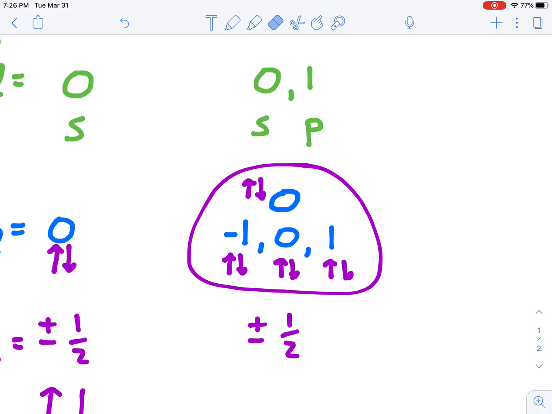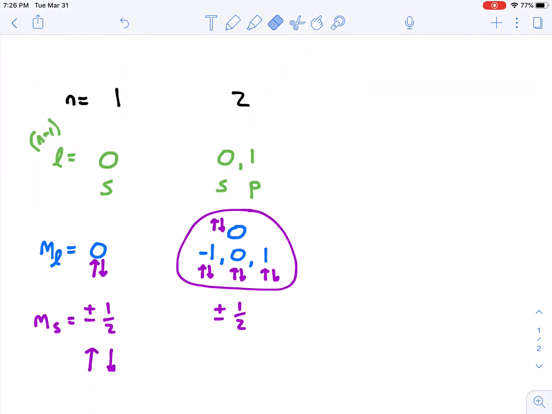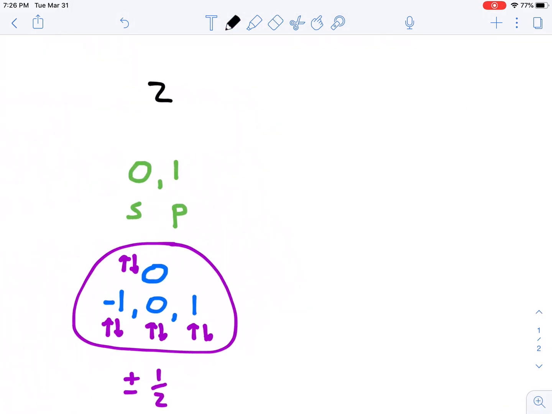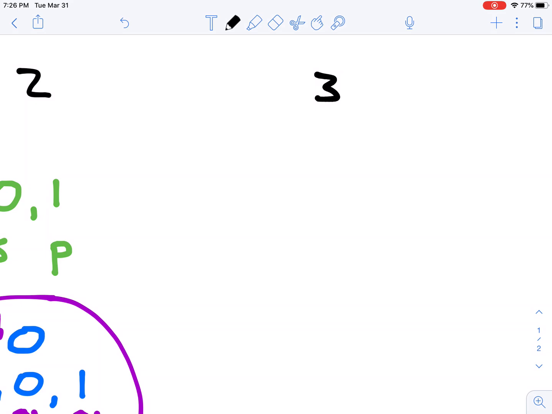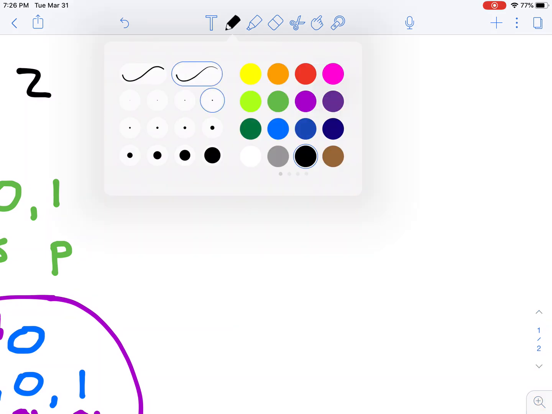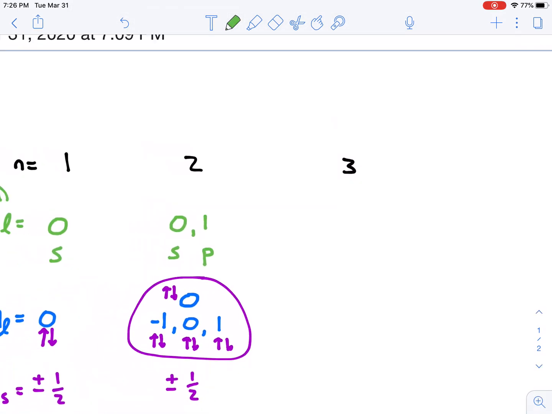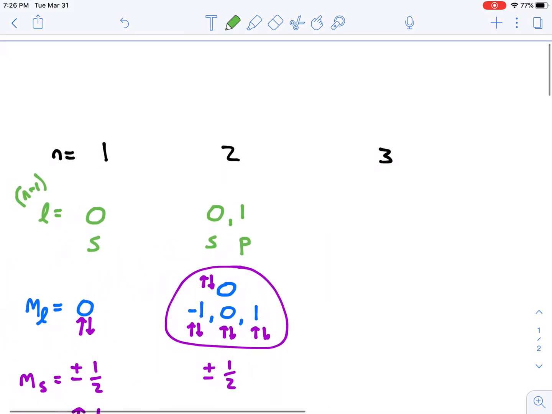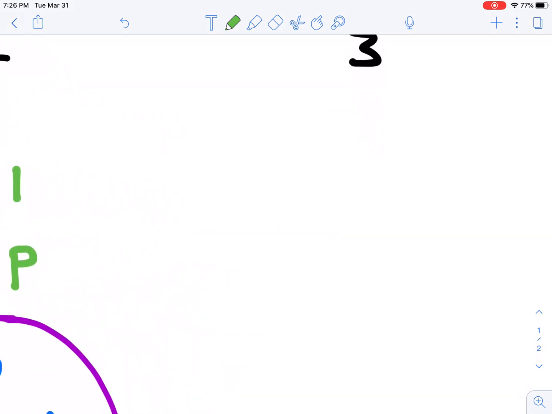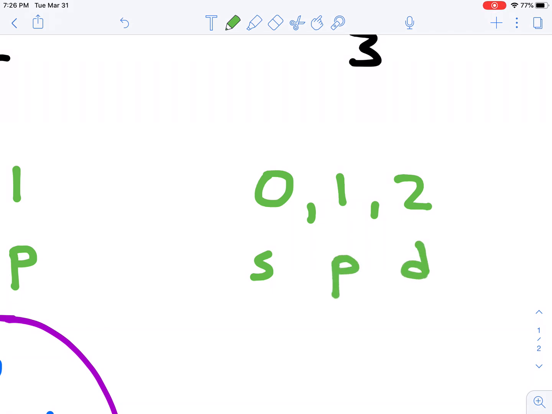Okay, so let's expand this out and make more sense of it as we go. We are going to expand out to the third and the fourth energy levels, and it's going to get kind of crazy. First, let's go to the third energy level. That is n equals 3. What can we do in terms of L for n equals 3? Well, we have to start at 0, and then we can go to n minus 1. So 3 minus 1 is 2. We can have 0, 1, 2. These all have letters. 0 is always S, 1 is always P, 2 is always D.